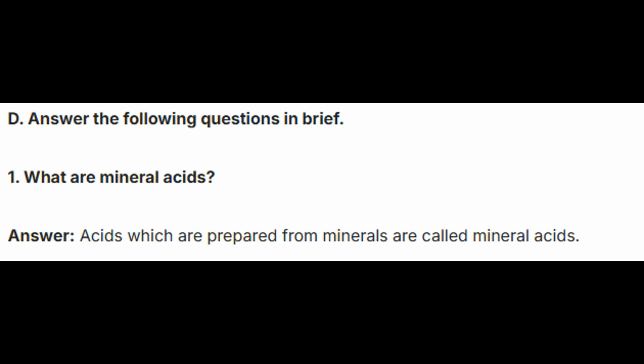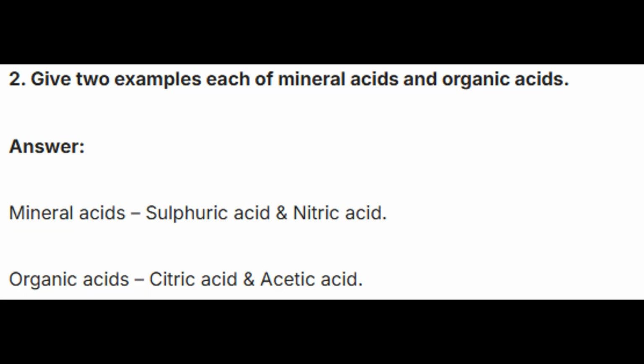D. Answer the following questions in brief. First, what are mineral acids? Answer. Acids which are prepared from minerals are called mineral acids. Second, give two examples each of mineral acids and organic acids. Answer. Mineral acids: sulfuric acid and nitric acid. Organic acids: citric acid and acetic acid.